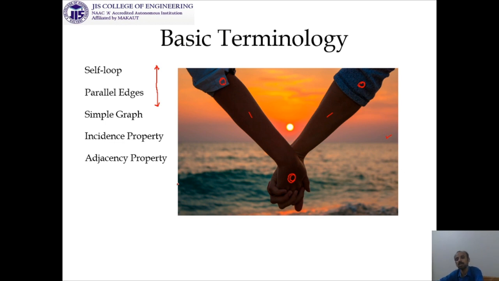So let us check what is the adjacency property here. If we consider this as a graph, we see that this edge and this edge share a common vertex. Then this edge and this edge are adjacent. Similarly, this vertex and this vertex share one common edge. So this vertex and this vertex are adjacent. Clear?